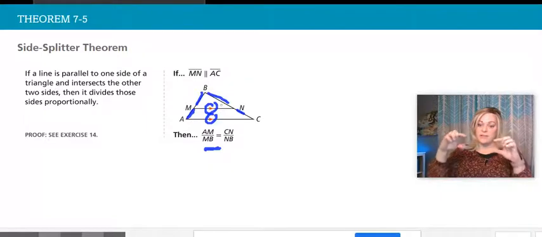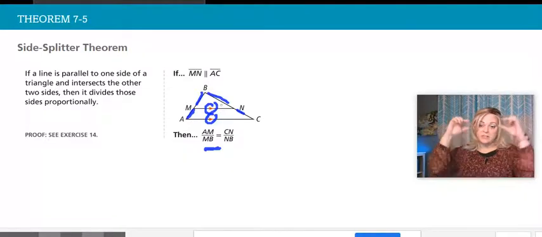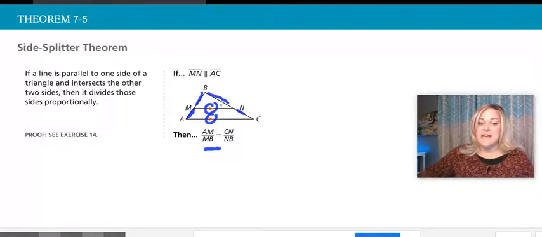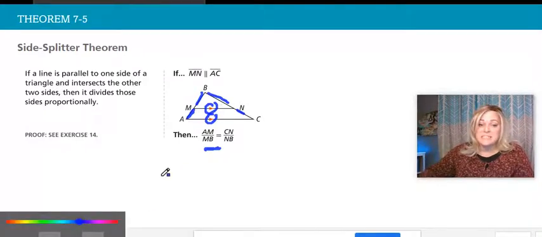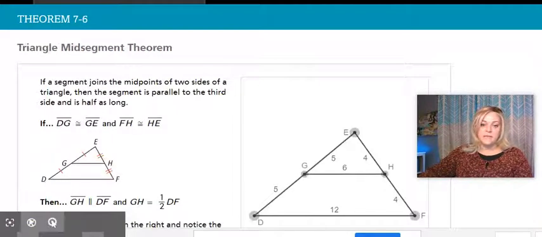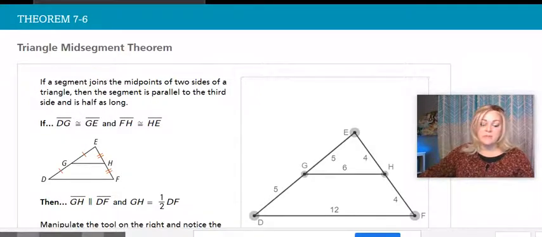So comparing, let's say, the bottom part to the top will equal the bottom to the top. It is called the side splitter theorem because it literally splits the sides of the triangles with those parallel lines. Here's another theorem. It's called the triangle mid-segment theorem.